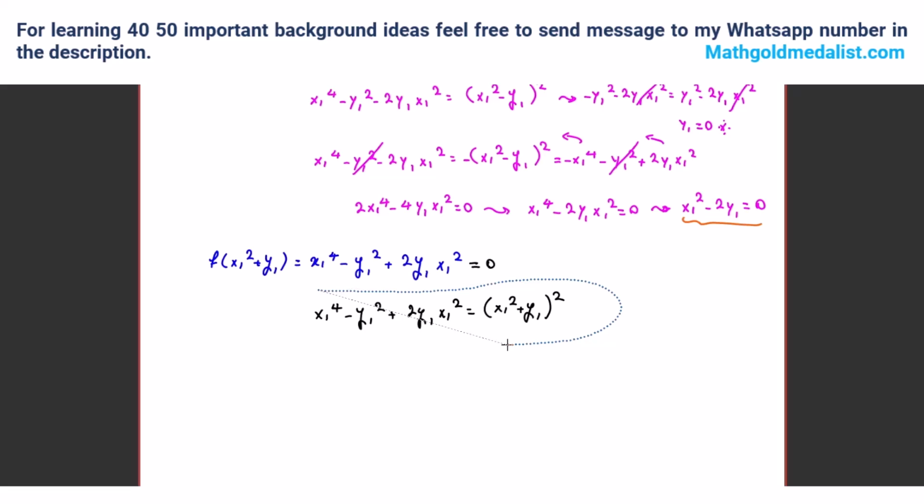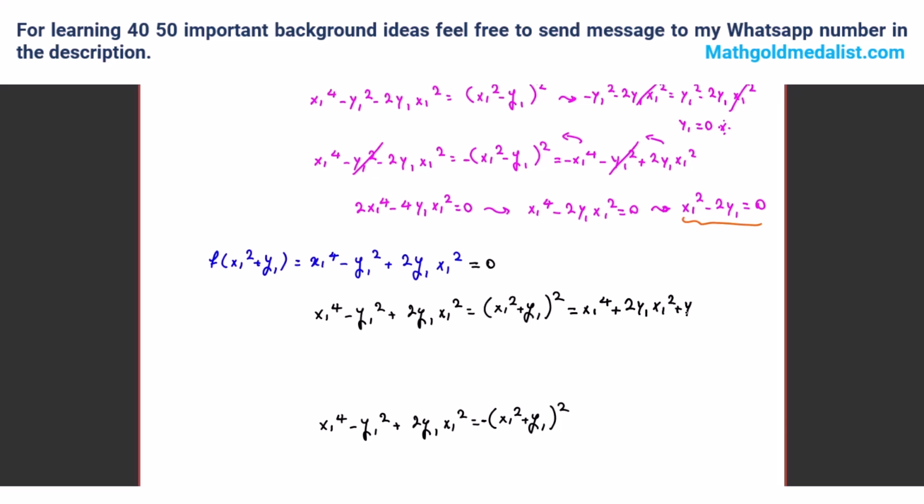Or we can say what? We can say this one is equal to negative of that. So here we have x1 to the 4 plus 2y1 x1 squared plus y1 squared. We can cancel x1 to the 4. We can take these to the right hand side, so 0 is equal to, and we can divide both sides by 2, y1 squared plus, oh, we can cancel also something. We can cancel this and this. Okay, so 2y1 squared is equal to 0. So y1 is equal to 0.